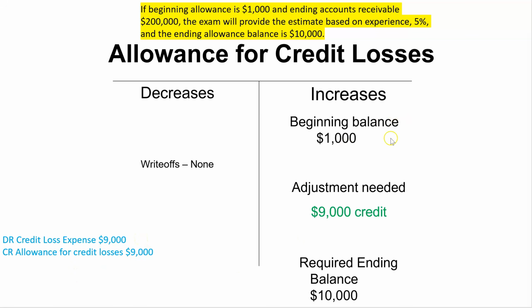But if there's a beginning balance, you've got to enter it first and then calculate the ending balance, which the exam will give you the percentage and the receivable balance, and that's how we got the $10,000 required ending balance for the allowance. And that adjustment to bring the allowance account from its beginning balance to its ending balance will be our credit loss expense.